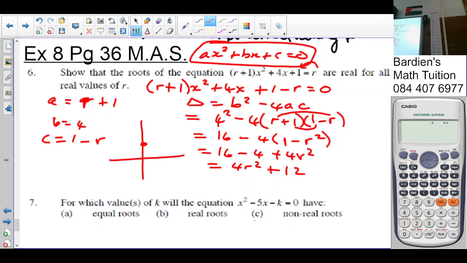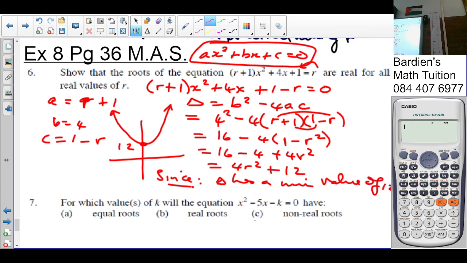So as you can see, I explained with regards to the parabola. So since delta has a minimum value of 12, therefore roots will always be, so roots are always real. Okay.